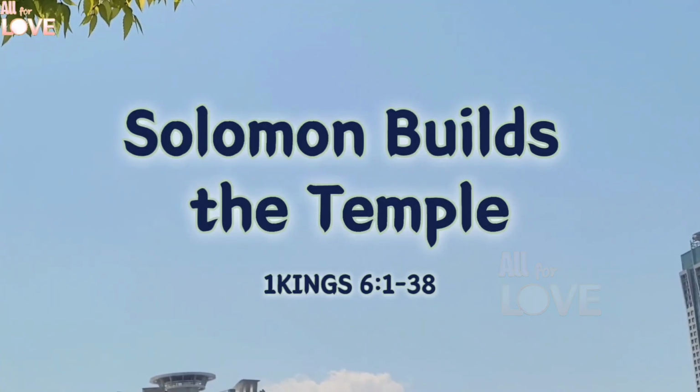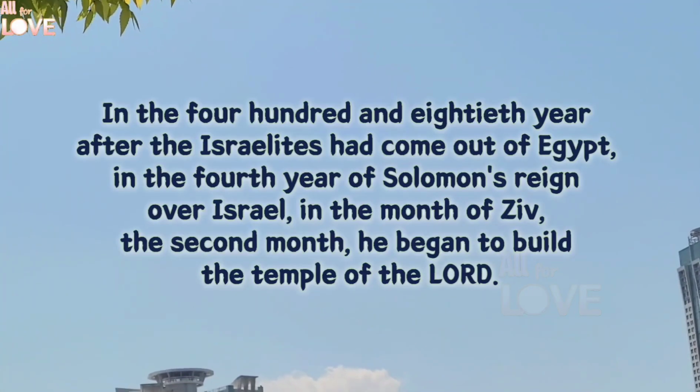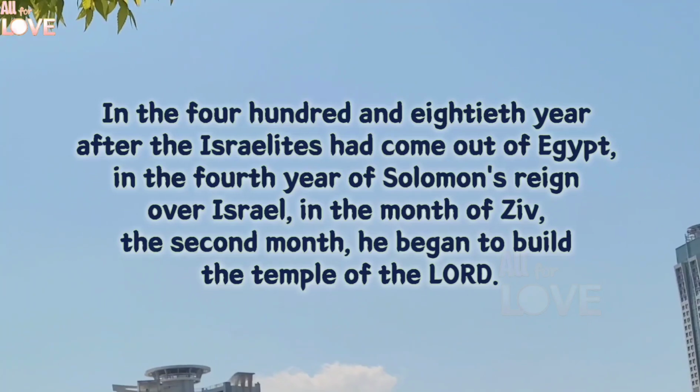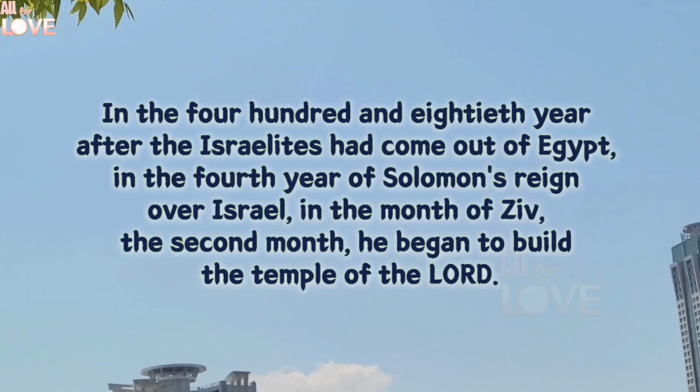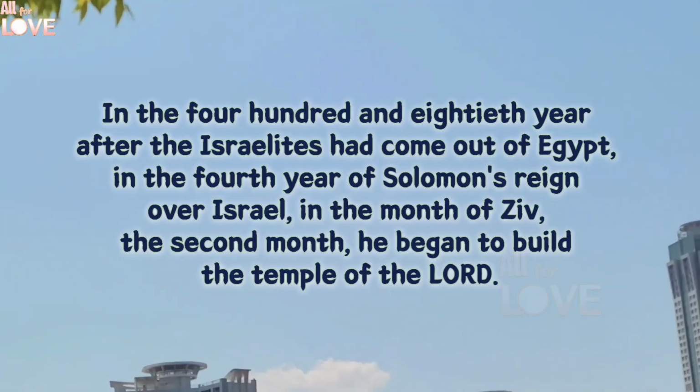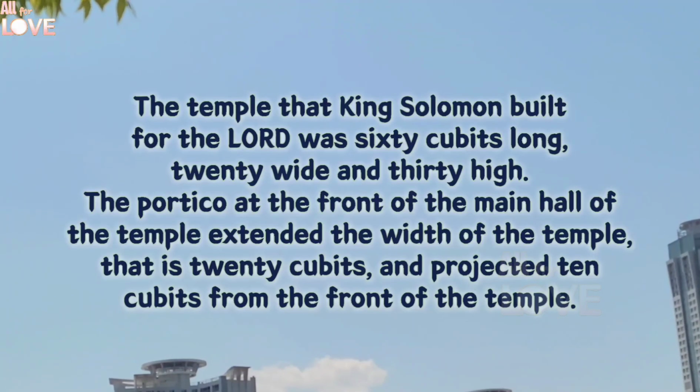Solomon builds the temple. In the 480th year after the Israelites had come out of Egypt, in the 4th year of Solomon's reign over Israel, in the month of Ziv, the 2nd month, he began to build the temple of the Lord. The temple that King Solomon built for the Lord was 60 cubits long, 20 wide and 30 high.